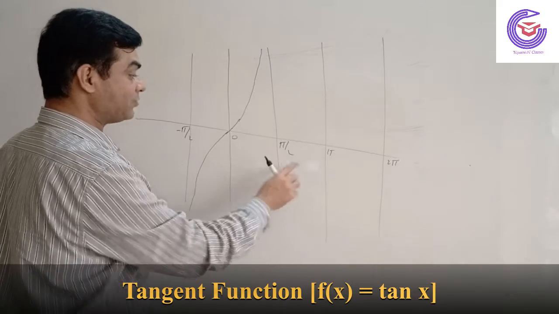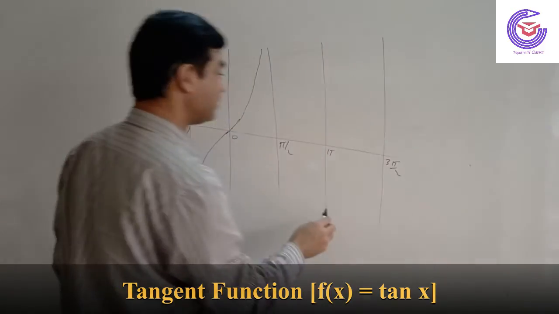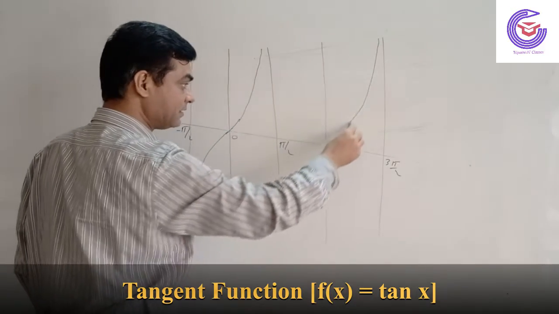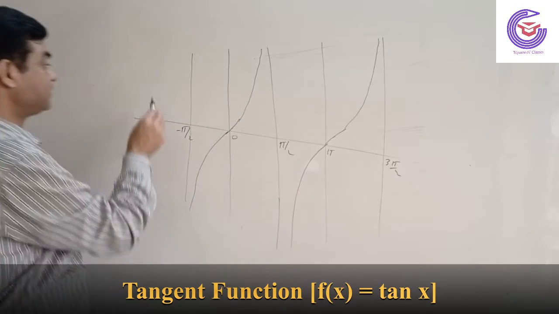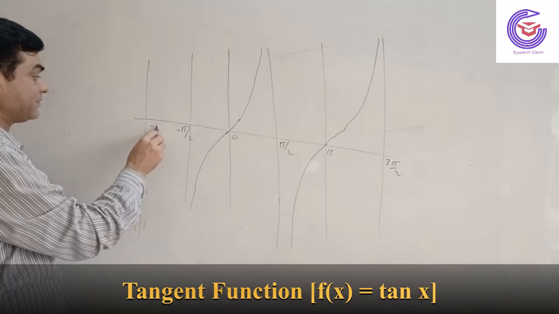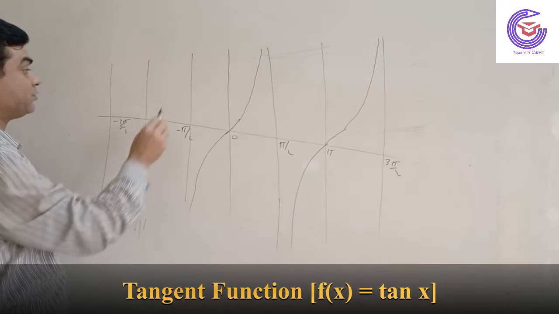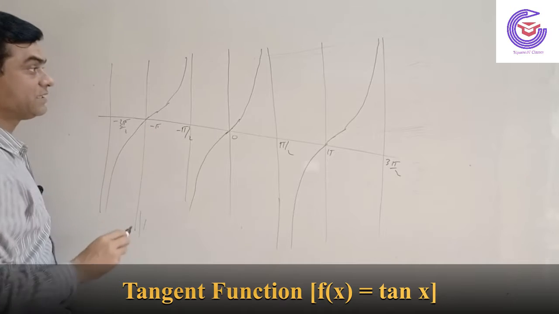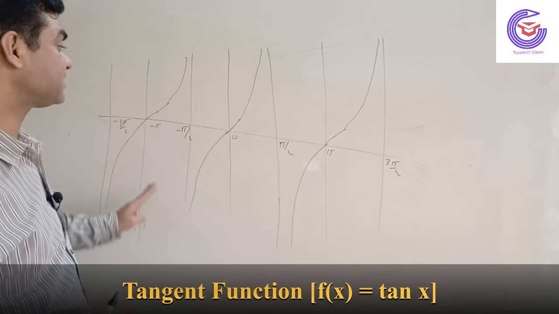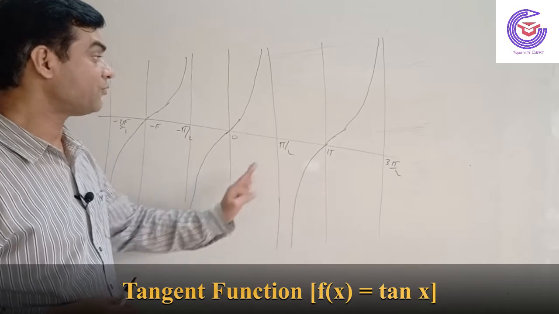So 0 to pi by 2, then this is your 3 pi by 2. So again the graph comes like this. And on the left side, this is your minus pi and minus 3 pi by 2. So if you just put the values again, it will come like this. So this is the graph of tan x, and in this case, now find the domain.